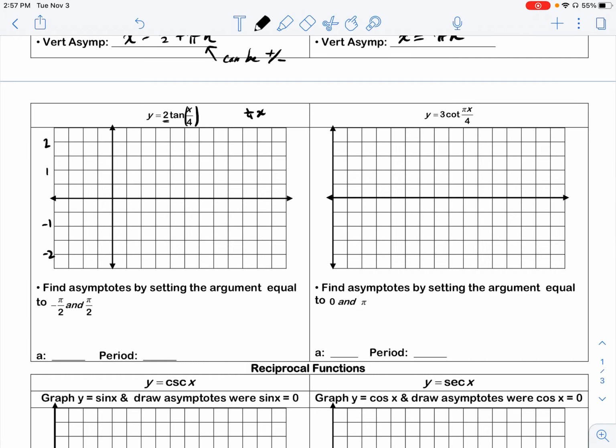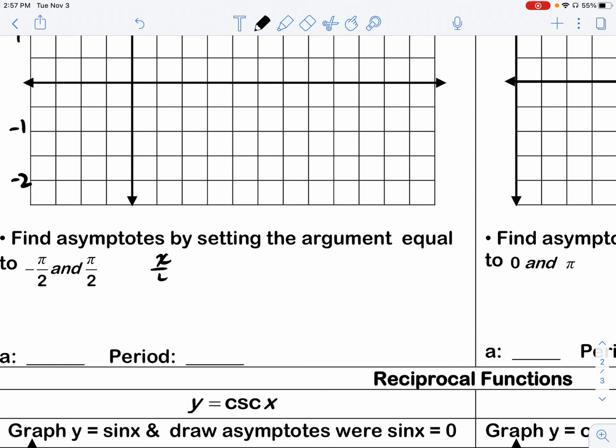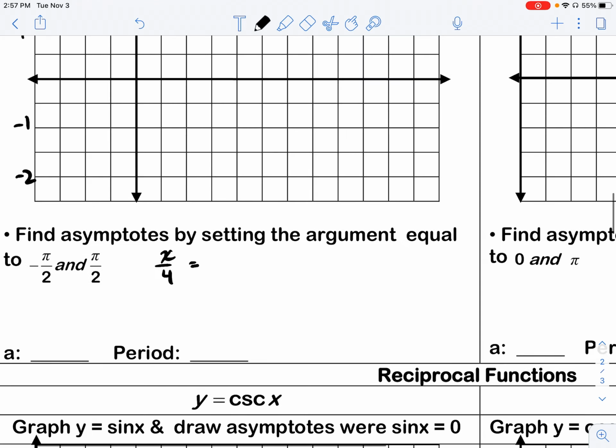Where are they now? So I'm going to go ahead and set my argument of x over 4 equal to where one of the vertical asymptotes was previously, because I want to see where it goes now. So we want to set x over 4 equal to negative pi over 2, because that's where the vertical asymptote was. And just by multiplying both sides by 4, we get x is equal to negative 2 pi. Okay. Now let me do the other one here. So x over 4 is equal to pi over 2. So x then is equal to 2 pi.